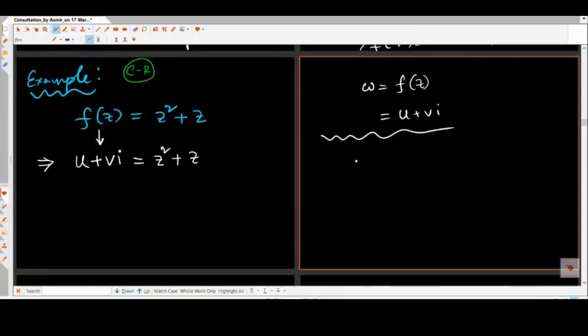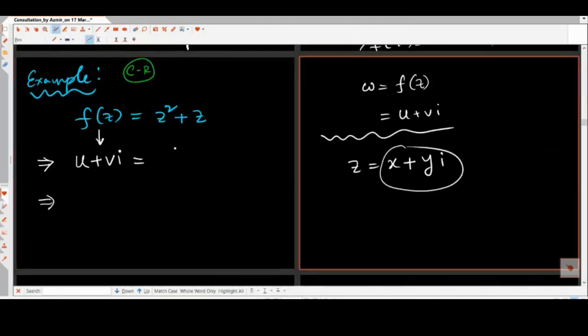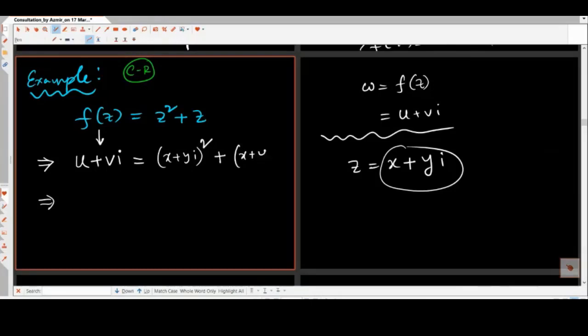So we also know that z is x plus yi. So we can also think about xy forms on the right side. So when we have z, let's plug in x plus yi. So z squared, that means x plus yi whole squared, plus z, that means x plus yi. So on the left side we have u plus vi. On the right side we can now do some simple calculations.